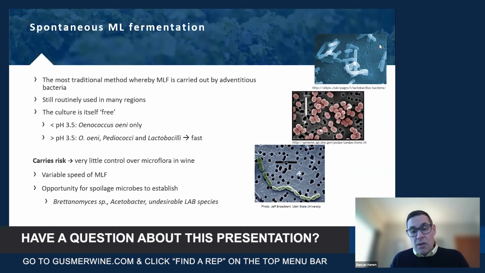And actually inoculating for malolactic is one of the most effective strategies, combined with other strategies, of course, but one of the most effective strategies for controlling Brettanomyces. And because of that, we've seen in many of the traditional regions in Europe actually a very, very strong shift away from spontaneous towards inoculating.